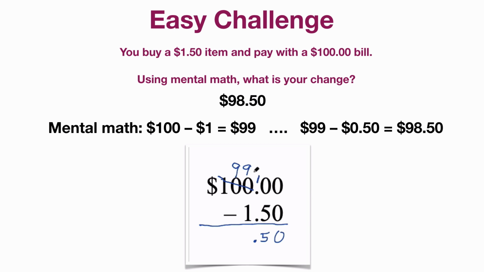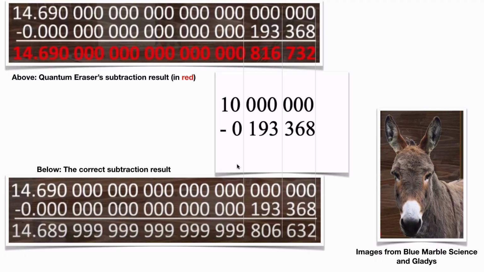Okay? And now we have $99 minus 1, or 9 minus 1 is 8, and then 9 minus 0 is 9, giving us our final answer of $98.50. Okay, so that's pretty basic math, but the key thing is the crossing out of the 100 and writing 99. You're going to see Quantum Eraser does not do this.